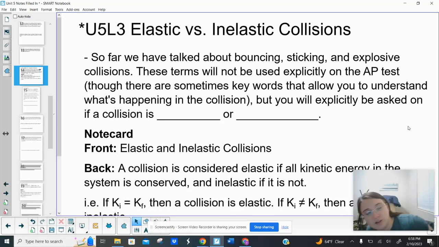Really quick video here, guys. We're finishing up L2 on Monday, but then this will be good to continue into L3 as well. So far we've talked about bouncing, sticking, and explosive collisions. Again, not all of these terms are going to be explicitly used. Explosive might, but you are going to be asked if a collision is elastic for sure, or inelastic.